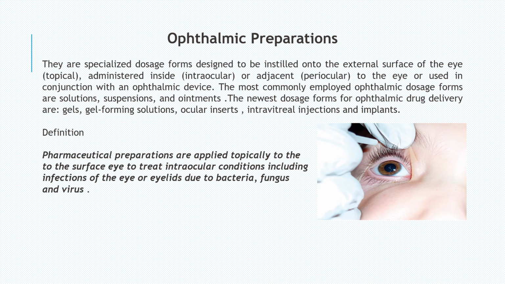The definition of ophthalmic dosage form: they are the pharmaceutical preparations applied topically to the surface of the eye to treat intraocular conditions such as eye infections, which are caused by bacteria, fungus and virus.